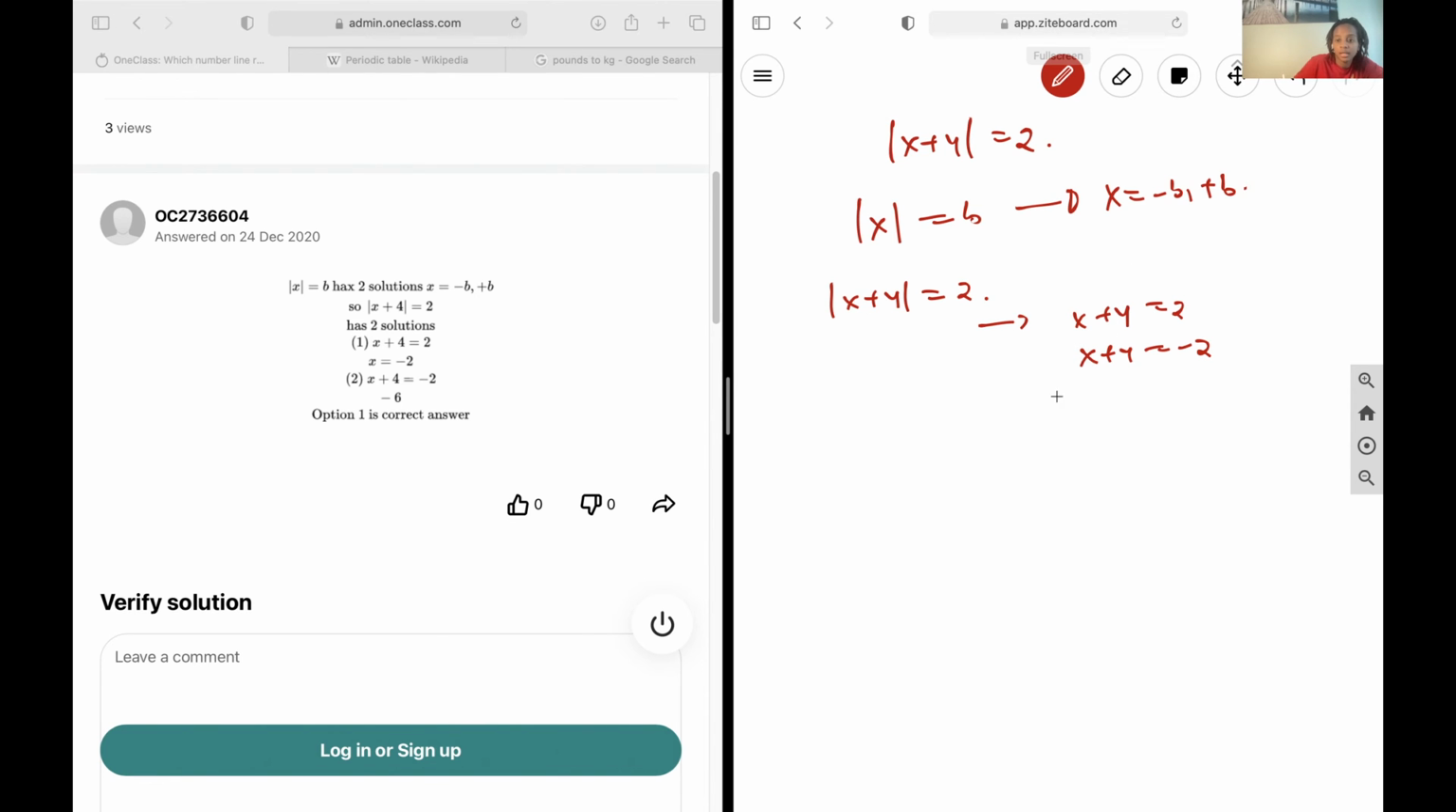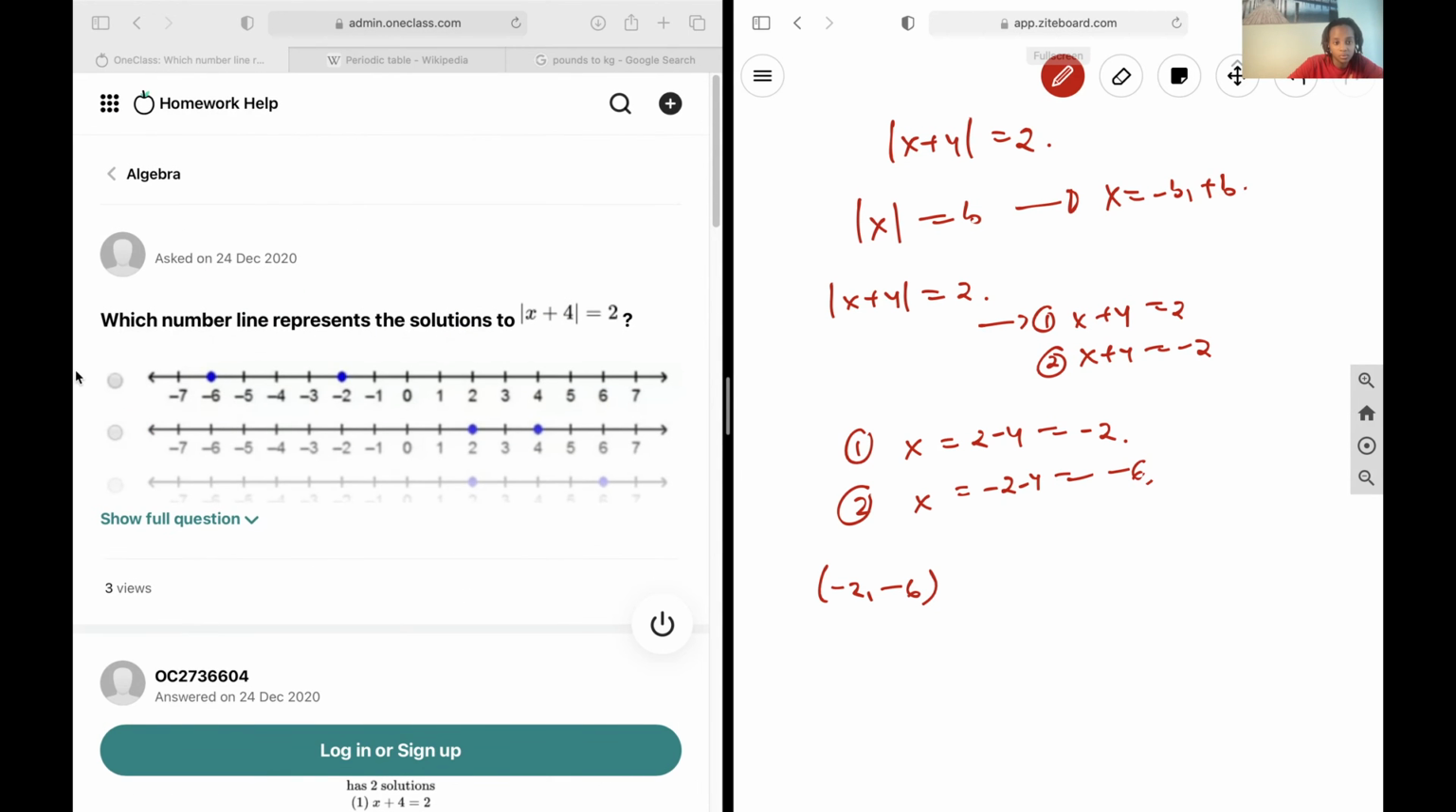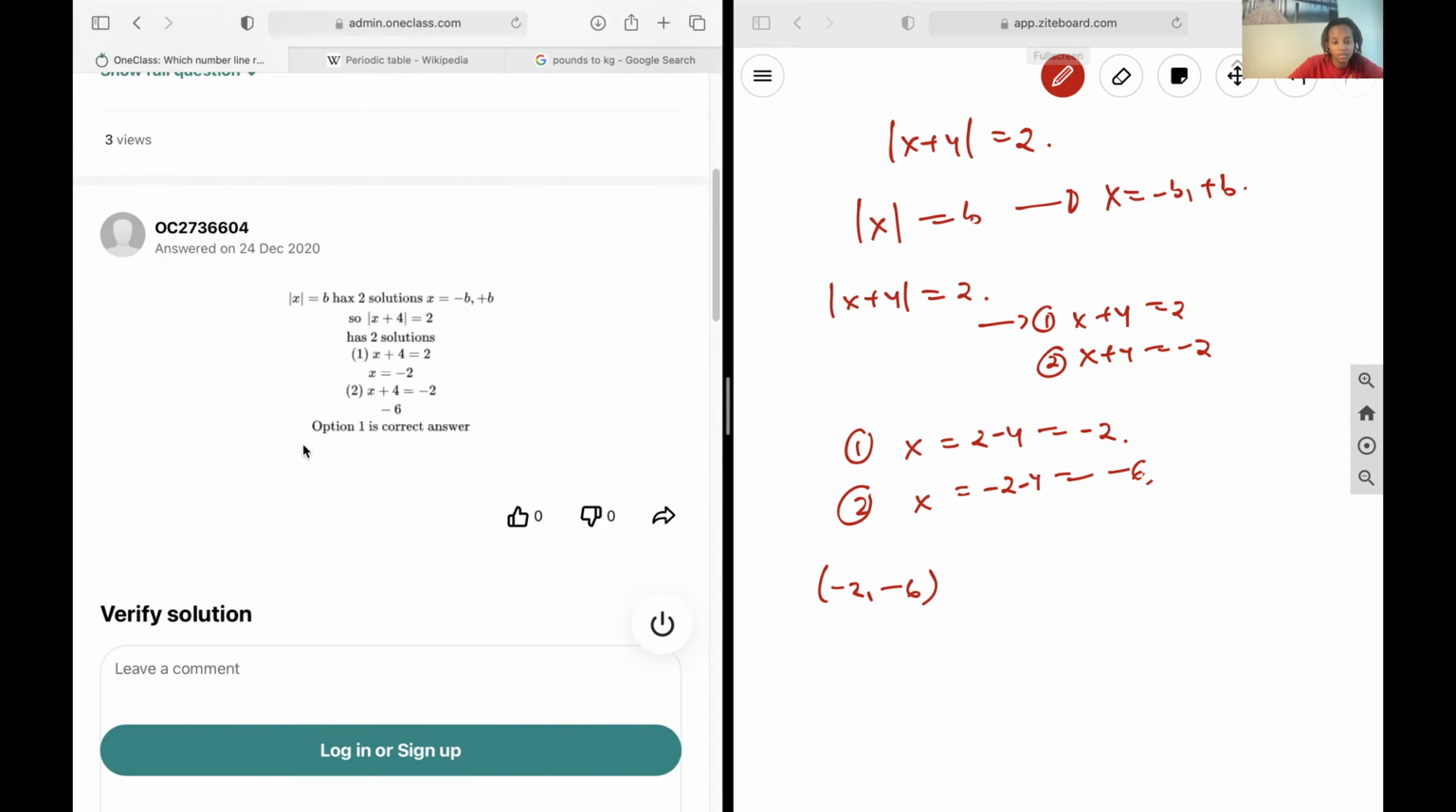Now just isolate for x. In case 1, that will become x is equal to 2 minus 4, so negative 2. In case 2, that will become x is equal to negative 2 minus 4, and that is negative 6. So your two solutions are negative 2, negative 6, and that is going to be option A here. And that's it for this question.